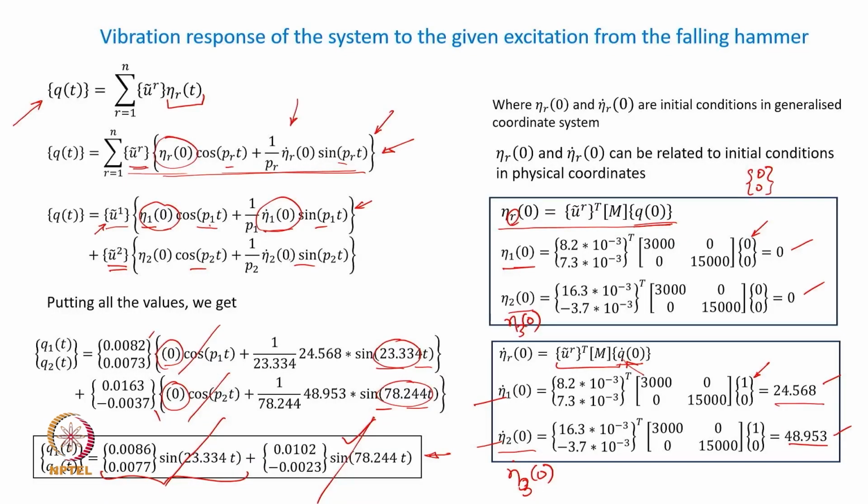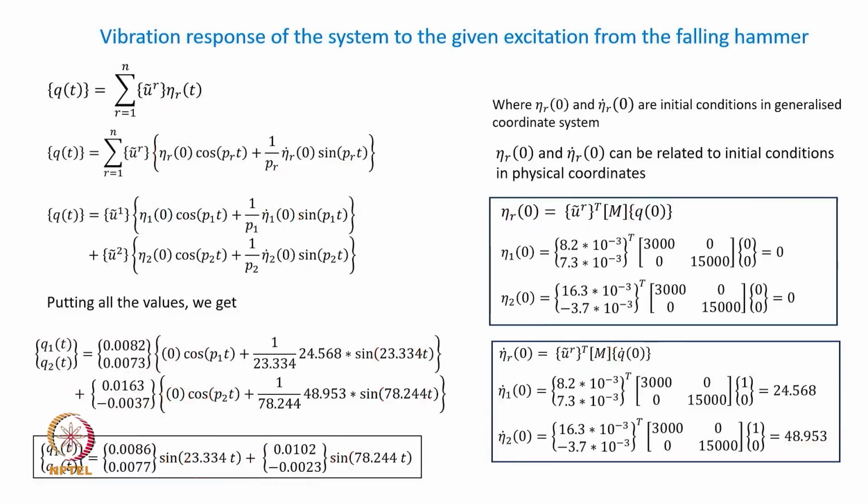And when both of them are not zero and you are giving arbitrary excitation, it is going to be this and this that is going to decide how much of the first mode and how much of the second mode will contribute, and that will be governed by how much is your q naught and how much is your q naught dot. Okay. So, this is how the response can be evaluated.